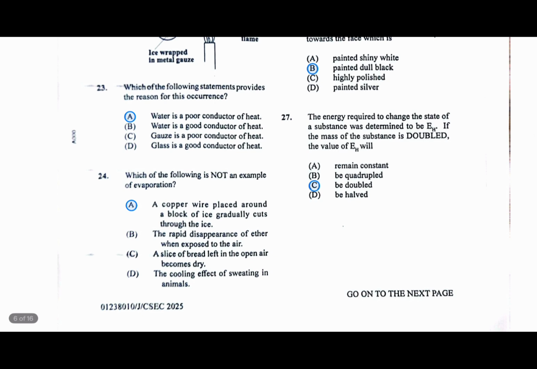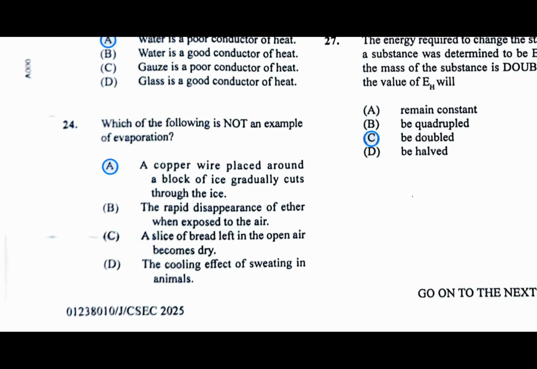24. Which of the following is not an example of evaporation? I think it's quite obvious, this one. A copper wire placed around a block of ice gradually cuts through the ice. That is not evaporation. That has nothing to do with evaporation. Right?